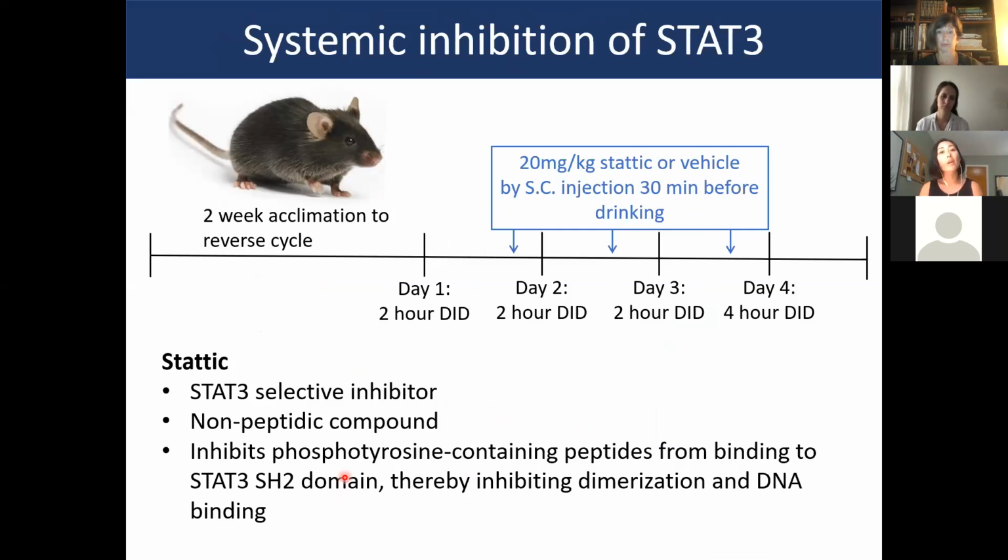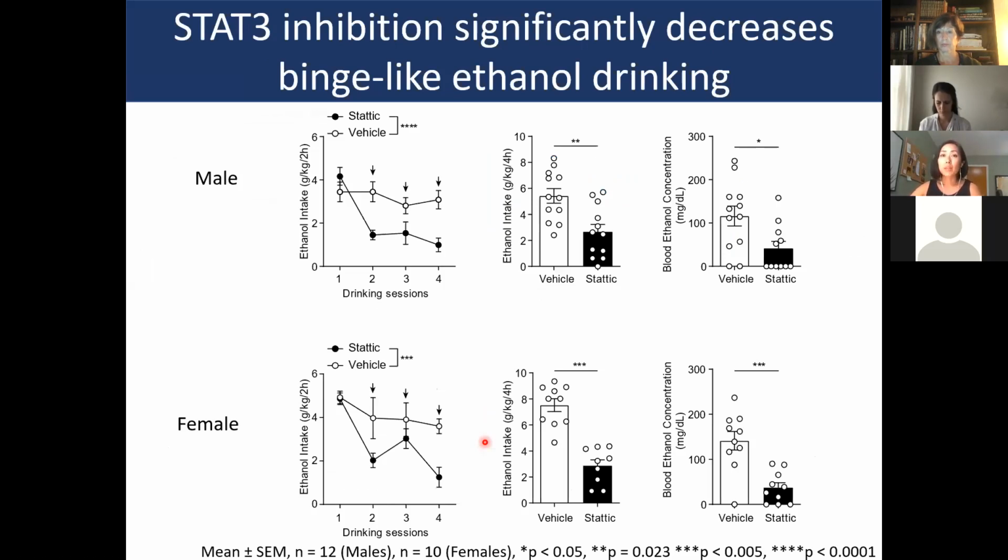To test this, we used a STAT3 inhibitor called Stattic, which we administered at a dosage of 20 milligrams per kilogram subcutaneously half an hour prior to the second, third, and fourth drinking day, here denoted by the blue arrows. We found that systemic STAT3 inhibition significantly decreases binge-like drinking in both our male and female mice, as seen by a decrease in these black dots in 2-hour drinking, in the 4-hour drinking, and in their blood ethanol concentration. The same dosage of Stattic does not significantly decrease sucrose or water consumption.